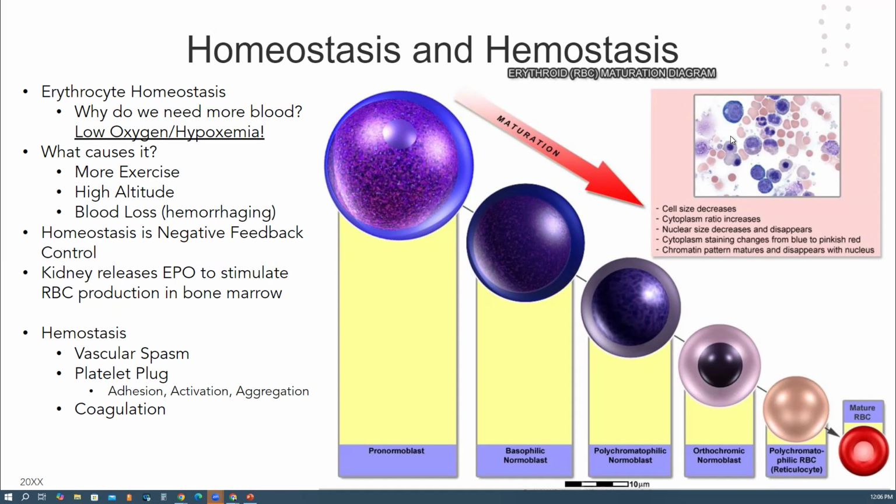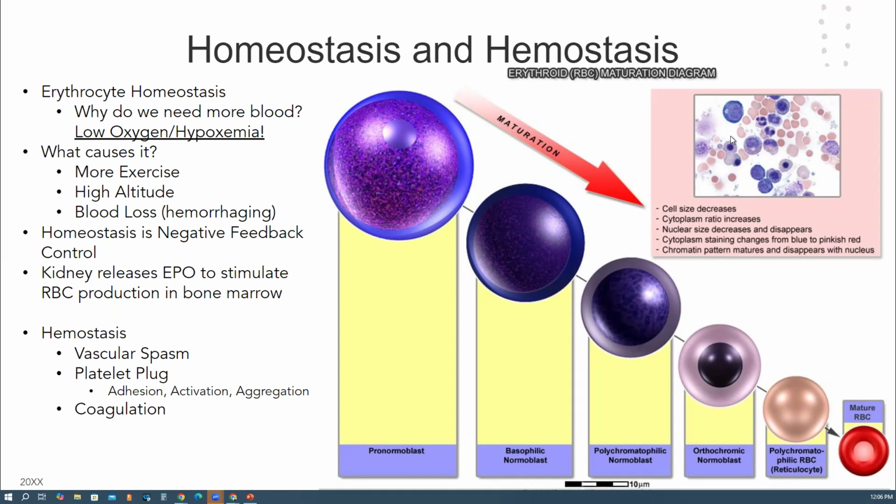So why do we need more red blood cells? Usually it happens because we have low oxygen conditions or hypoxemia. Different things can cause you to not have enough blood or really enough oxygen. The one that everyone thinks about is you have a hemorrhage or you're losing blood because you have a clot, you're bleeding out, that kind of thing.